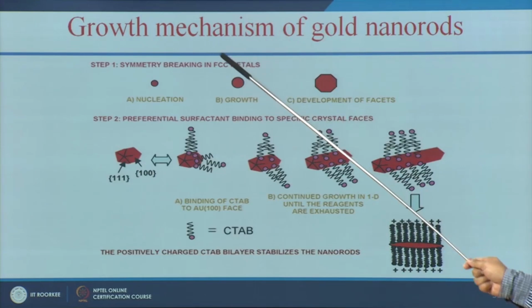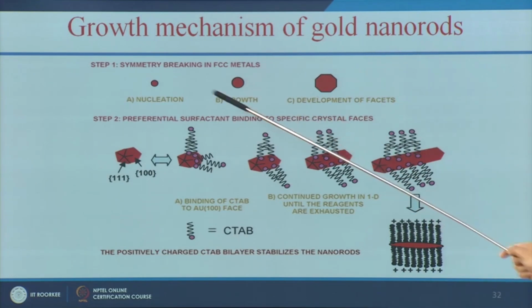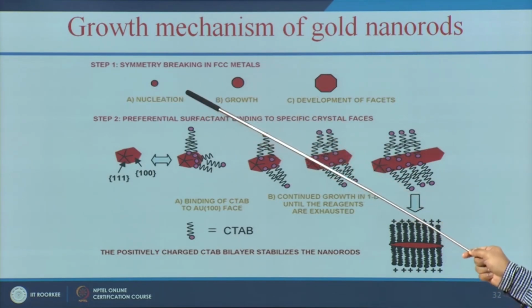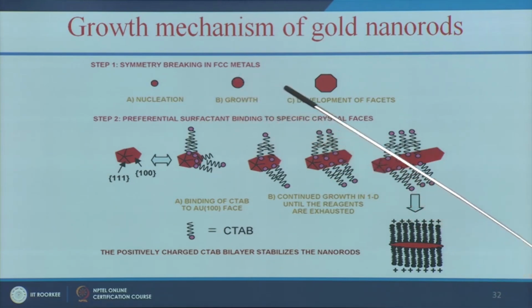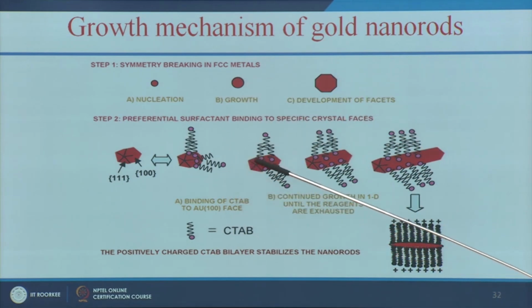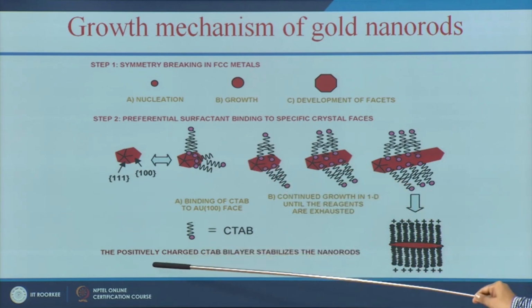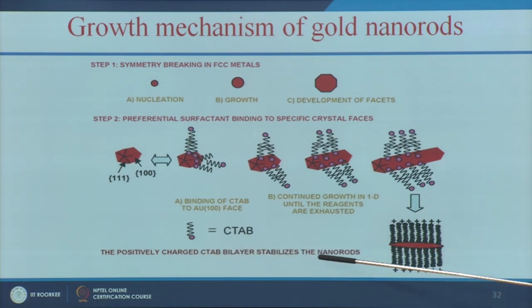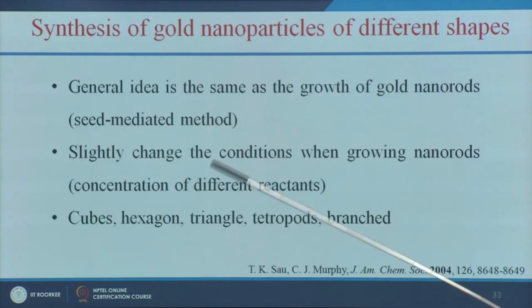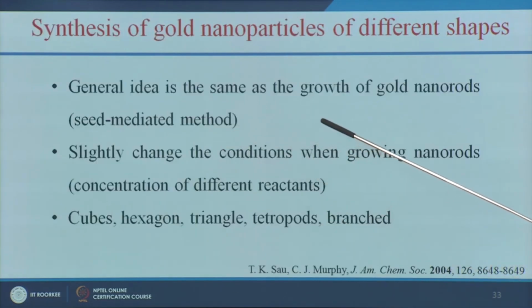So what is the growth mechanism of gold nanorods? The first step is nucleation, followed by growth, followed by the development of facets. Once the facets are formed, this CTAB stabilizer will bind to the facets, and the rod will continue to grow until all the reagents are exhausted. This CTAB is a positively charged bilayer, and it stabilizes the nanorods. Based on this idea we can make several sizes and shapes of gold nanoparticles.